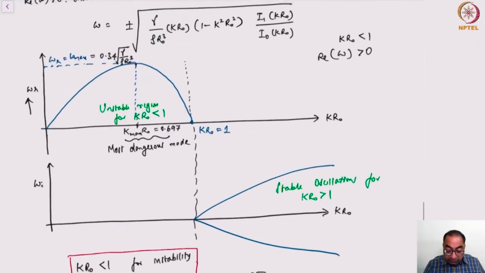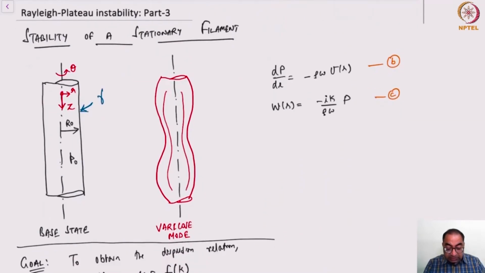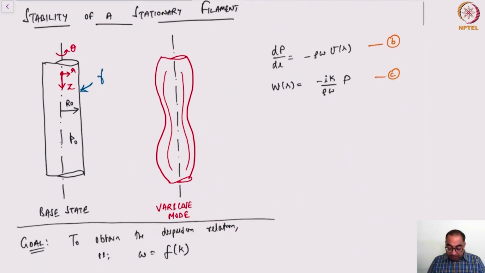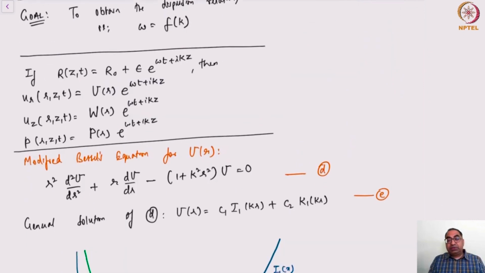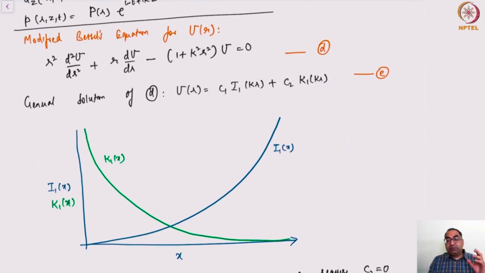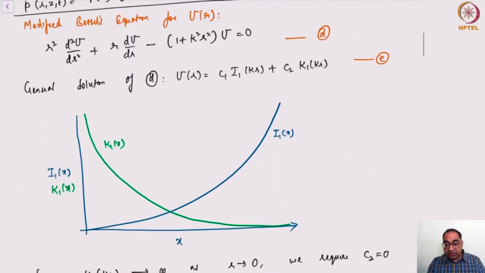Let me quickly summarize what we've achieved in the last few lectures. We started with the stability of a stationary filament. We linearized the equations and wrote down the normal mode form, and then the governing equations reduced to a bunch of coupled ordinary differential equations. We were able to combine all of those equations into one single ordinary differential equation, which is shown on your screen, and we were able to get the general solution of it.